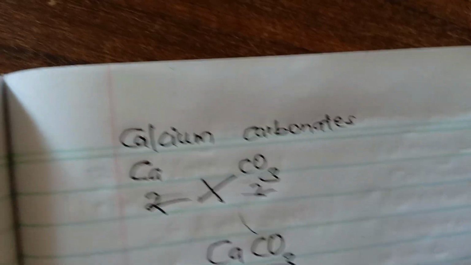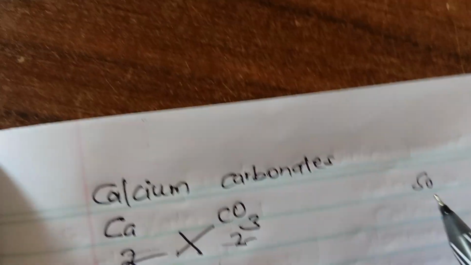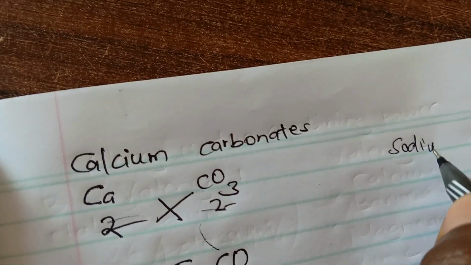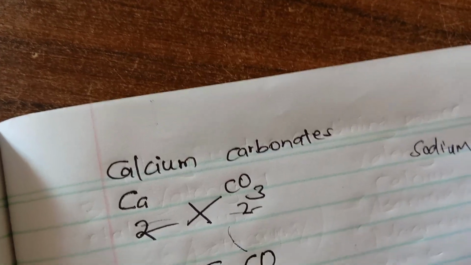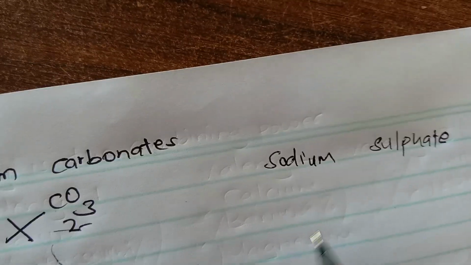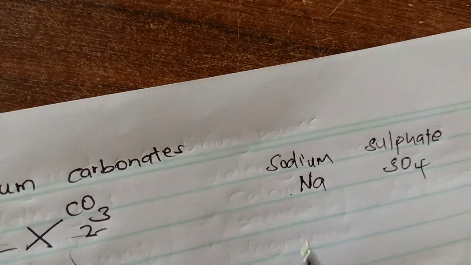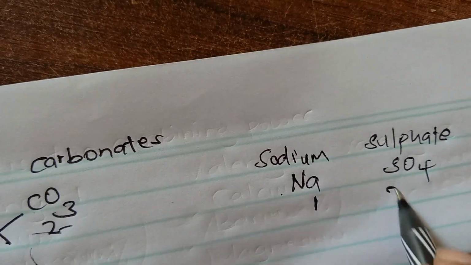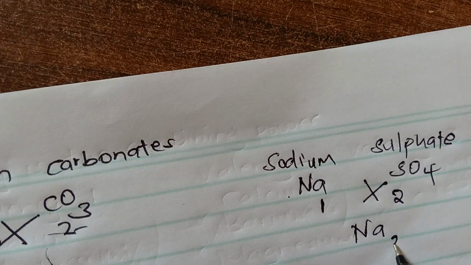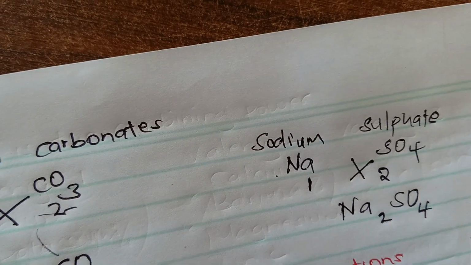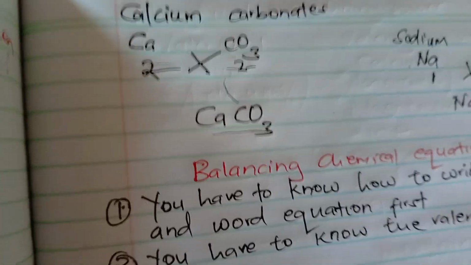If you are given another one, for example, sodium sulfate, what you do, you just write the sodium Na, sulfate is SO4. Sodium has valency 1, sulfate has valency 2. You exchange, so you'll get Na2SO4. So for you to write the correct chemical formula, you just have to know the valency, and then you are good.